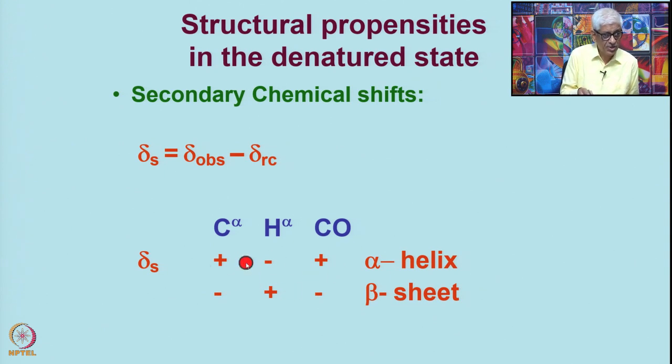Whereas, if the same amino acid residue has the propensity to be in the beta sheet structure or the extended beta structure, it is completely the opposite. You have the C alpha will be negative, H alpha will be positive and carbonyl will be negative. So, this kind of chemical shift changes you will observe in your experimental spectra for all of these.